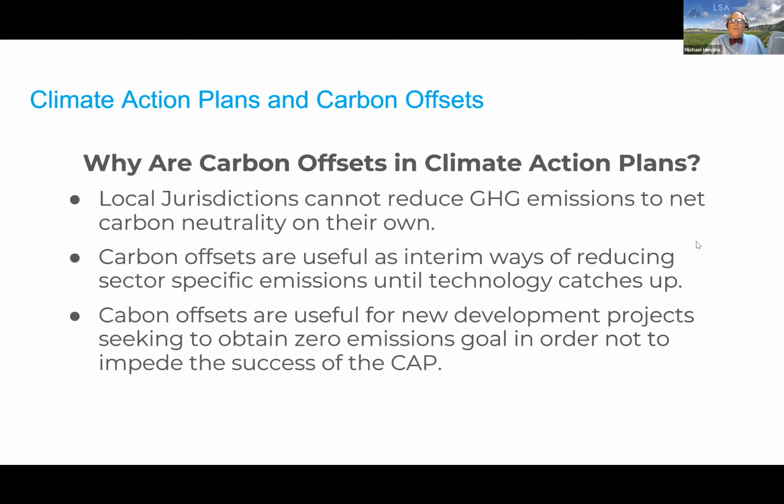Climate action plans use carbon offsets for three basic purposes. One is that the local jurisdictions these climate action plans cover cannot reduce GHG emissions down to net carbon neutrality on their own. They need some help, and that help is in providing some sinks or offsets through the carbon market. Carbon offsets are also useful as interim ways of reducing sector-specific emissions until technology catches up. The use of natural gas is one place where essential land uses need to somehow offset those emissions. And carbon offsets are also useful for new development projects within a climate action plan that want to achieve zero emission goals. They're going to need to do that with carbon offsets. Next slide, please.